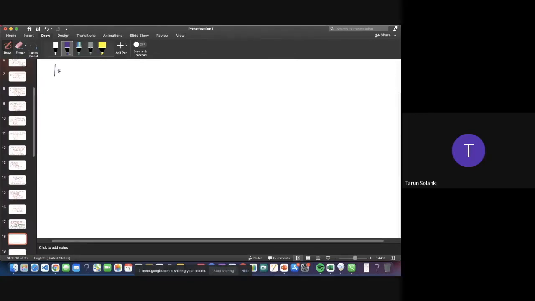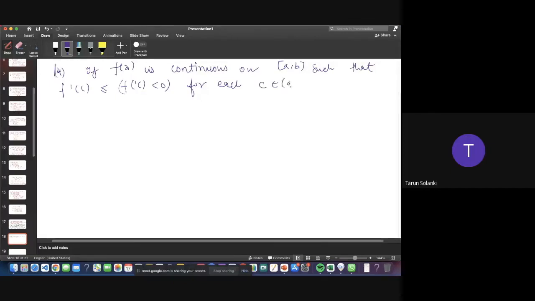Next property, the fourth one: if f(x) is continuous on a to b such that f'(c) is less than 0 for each c belongs to a to b, then f(x) is a monotonically decreasing function on a to b. Okay.